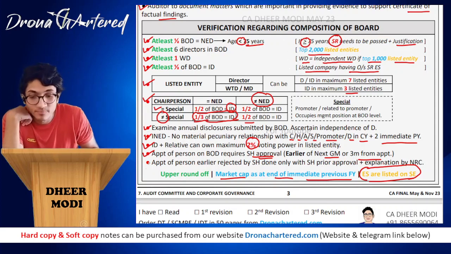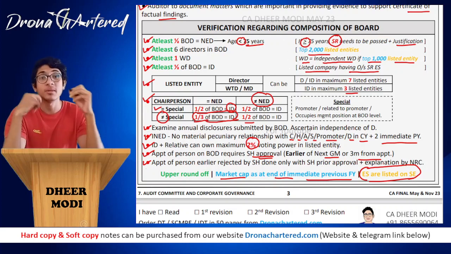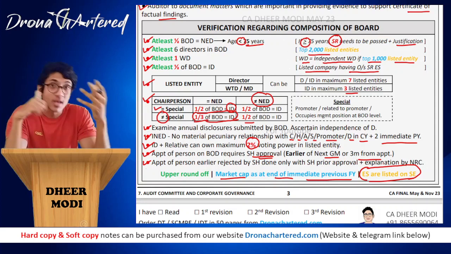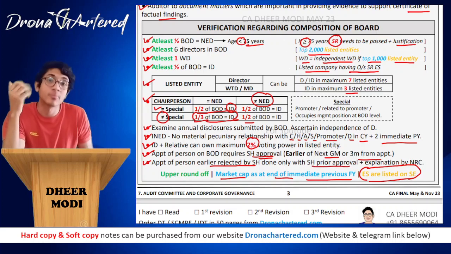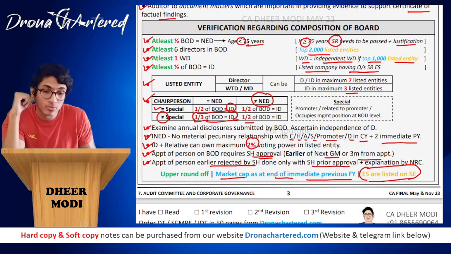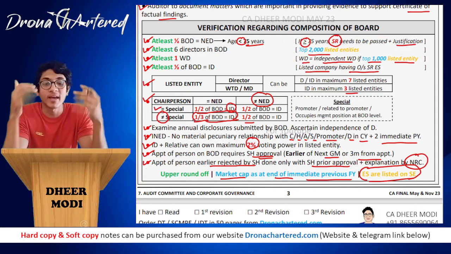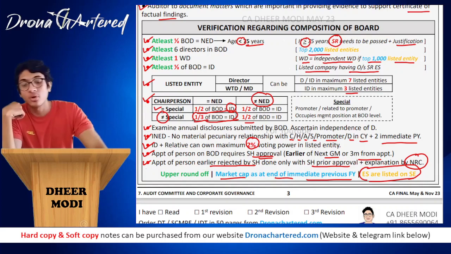Next is appointment of person earlier rejected by shareholders, done only with shareholders prior approval. That means if any person was appointed on the board of director but the shareholders rejected that person, and now you are appointing this person again, that means appointment of person earlier rejected by shareholders, done only with shareholders prior approval. Now if you want to appoint him, you will definitely need shareholders approval plus your explanation by the NRC, that is your Nomination and Remuneration Committee, as to why we want this person. Okay, so this was your part with regards to verification regarding composition of board.